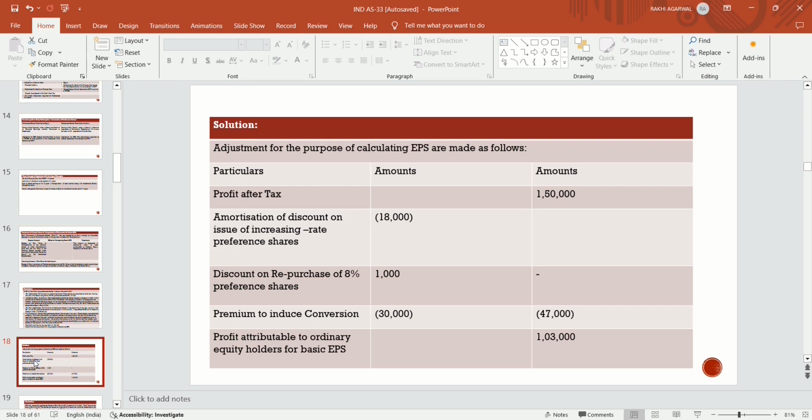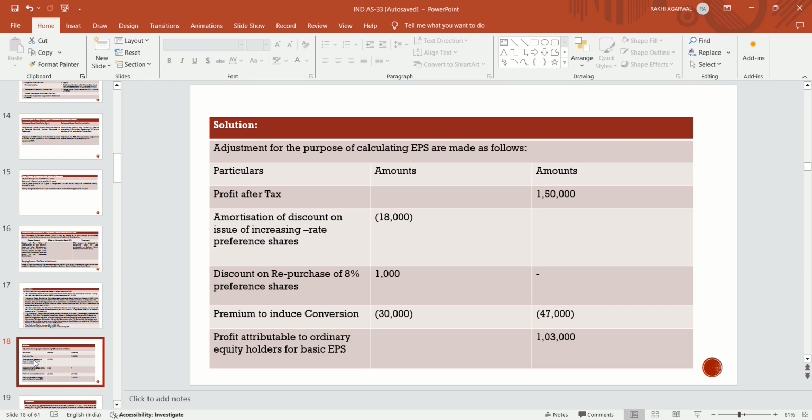Amortization of discount is an expense which is not included in the profit after tax, so it should be reduced. Discount on repurchase is an income which is also not added in the profit, so it should be added. And premium to induce conversion into equity: some premium amount is paid, that is a cost to the entity, so that cost is not debited to arrive at net profit. So it was now for calculating the net profit attributable to the equity shareholder for calculating EPS. Now it should be reduced.